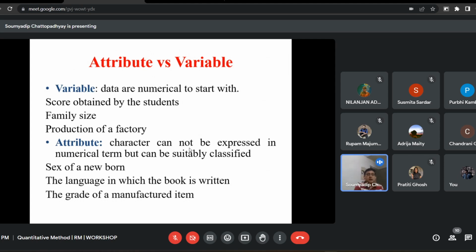For example, you can consider the sex of a newborn, or the language in which a book is written. If you consider, again in our adult average income example in Kolkata, definitely there are some people who are male, some people who are female. So you can assign 1 to those who are female, 0 to those who are male, and this is the way you can categorize or classify the characters which are not expressed in typical numerical terms. So this is another distinction which we make.